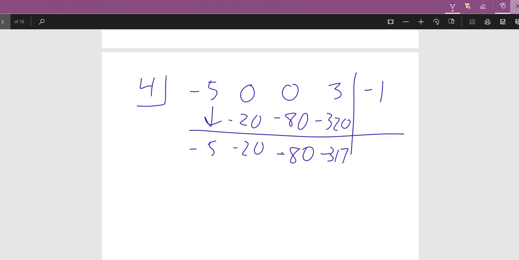-317 times 4. What do we got here? -1200? 4 times 17, isn't that like 68? So -1269. Alright, now this looks weird, so I'm going to verify this.